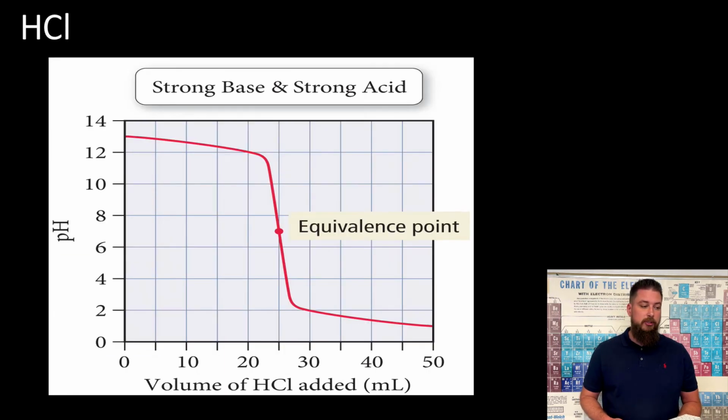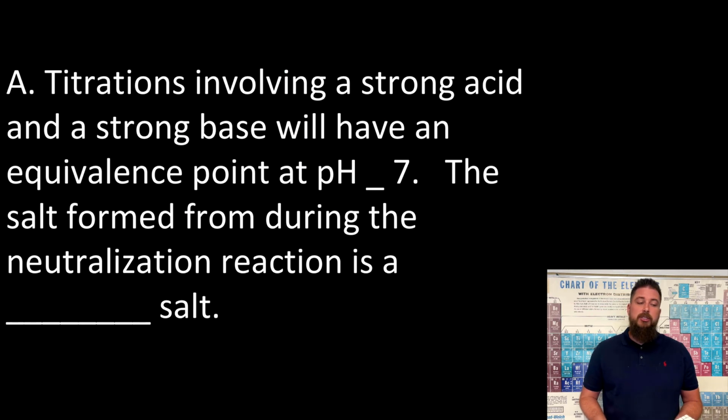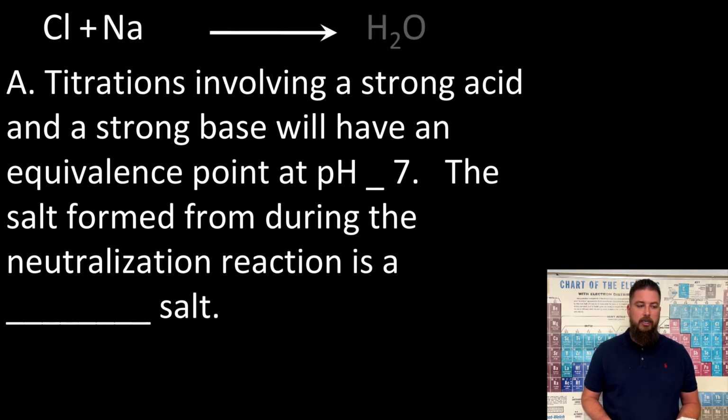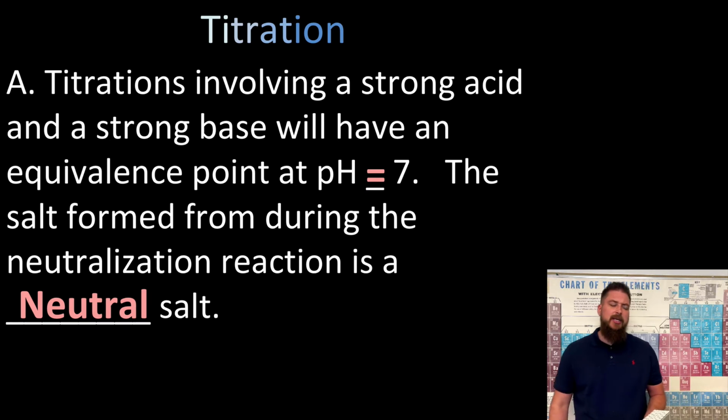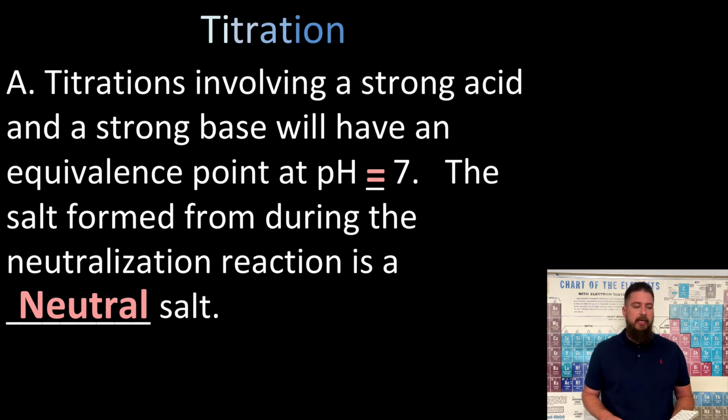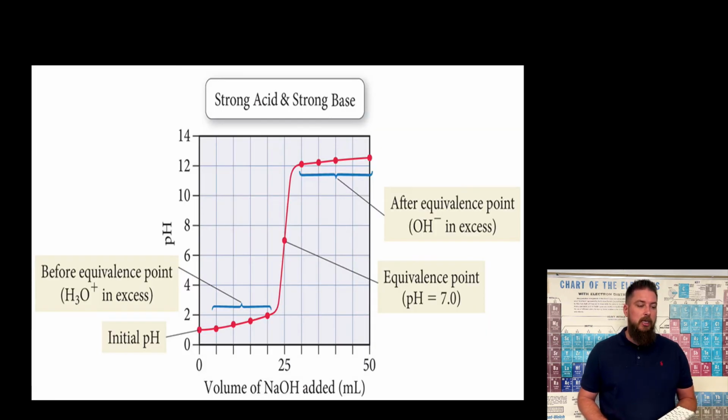All right, so titrations involving a strong acid and a strong base will have an equivalence point equal to 7. And we have not talked about acidic salts, basic salts, or neutral salts, but the reason why it's a pH of 7 is because it produces a neutral salt. We don't really need to know about neutral salts. And so again, strong acid, strong base, pH 7.